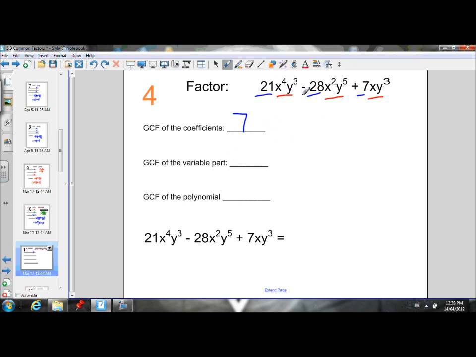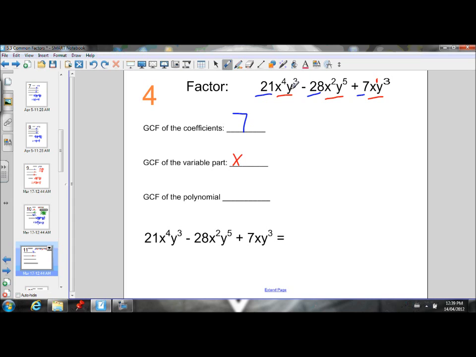Well, they all have x's. I'm going to common factor out the variable with the least exponent. So we know if we don't see a number above the variable, it's a 1 there. So I have an x to the 4, an x to the 2, and an x to the 1. I know I have to factor out the variable with the least exponent. So I'm going to factor out just an x to the 1.